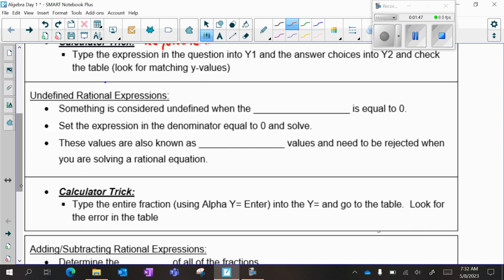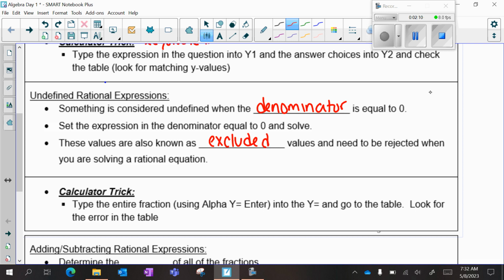Undefined expressions. This is when something is in the denominator and we're going to set it equal to 0. So something is considered undefined when the denominator, which is the bottom part of my fraction, is equal to 0. We set the expression in the denominator equal to 0 and solve. These are also known as excluded values.